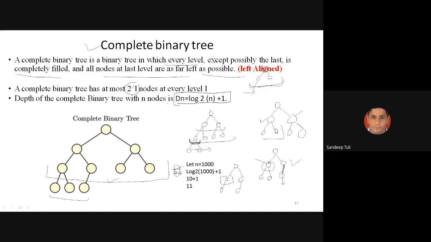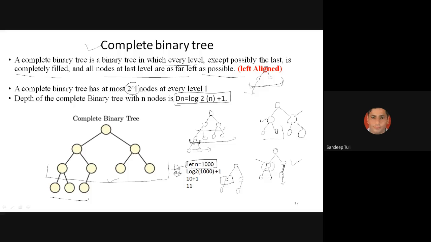Depth of the complete binary tree with n nodes is given by d_n equals log n to base 2, plus 1. Again, I am not able to make it subscript. Please read it as log n base 2 plus 1. Is it clear now? Now suppose I take an example: suppose n is equal to 1000. So the total number of nodes is 1000.